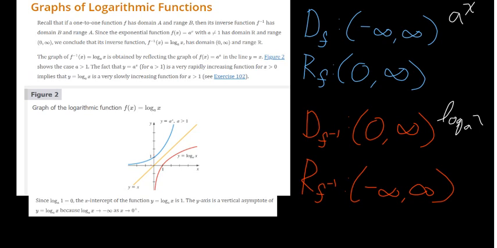Let's try that again. This will be log base a of x. All right, so in the blue, you'll see the domain and range of exponential functions, and in the red, you can see the domain and range of logarithmic functions. Again, they are just opposites of one another. The domain of one is the range of the other, and the range of one is the domain of the other.